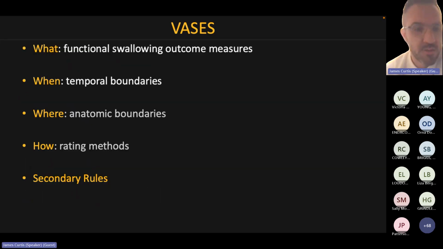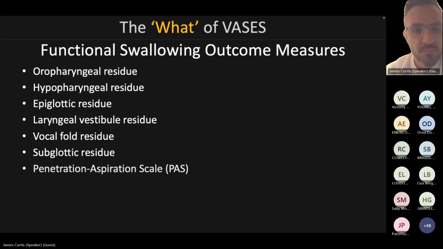So VASES includes a variety of rules associated with its framework. So what includes the actual outcome measures? You look at a swallow, what are the things you actually rate using VASES? We have the when, which would be our temporal boundary. So how do you define before the swallow, during the swallow, after the swallow? Where would be our actual anatomic boundaries? And how would be the actual rating methodology, and then there are some various secondary rules.